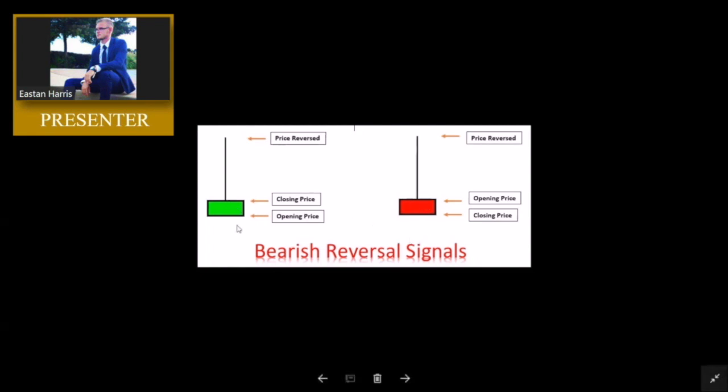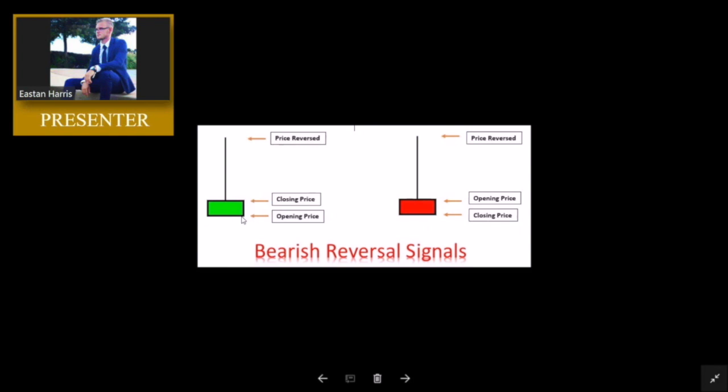Now on the right here, this red candlestick, the opening price is at the top of the candlestick and the closing price is at the bottom of the candlestick body. This candlestick also has a wick that goes to the upside. Price again was able to push its way up there at one point within that time frame and then got pushed all the way back down before the candle closed.